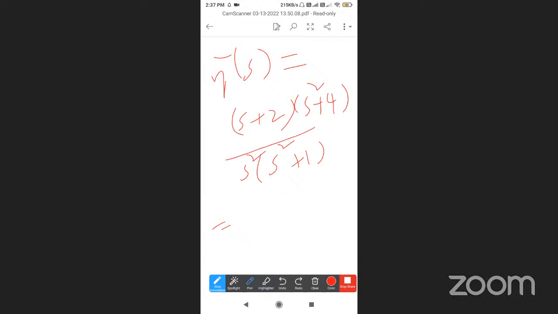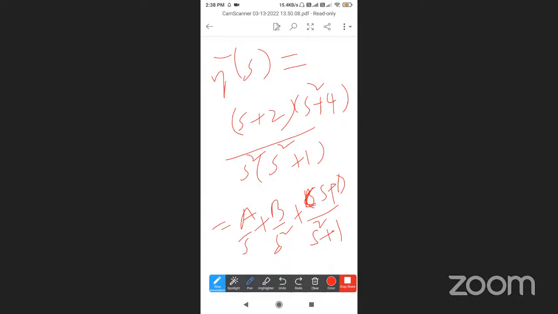What is the partial fraction? A by s plus B by s square plus Cs plus D by s square plus 1. We can find capital A, capital B, capital C, capital D. So this is the process. We can find the LCM. We can find capital A value 1, capital B value 8, capital C value minus 3, capital D value minus 6. If these values are there, we can find. So we have to simplify at intermediate level.